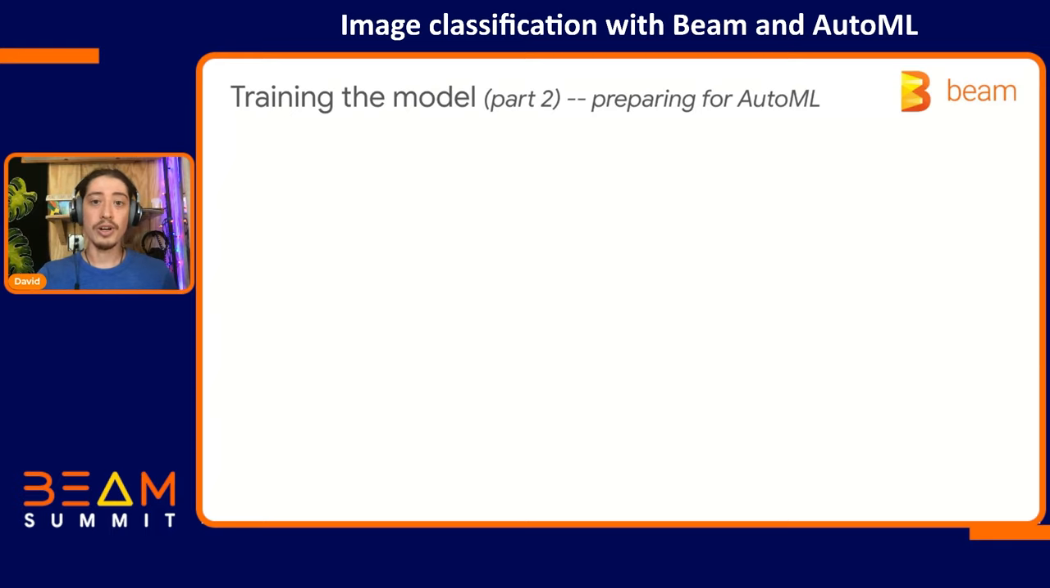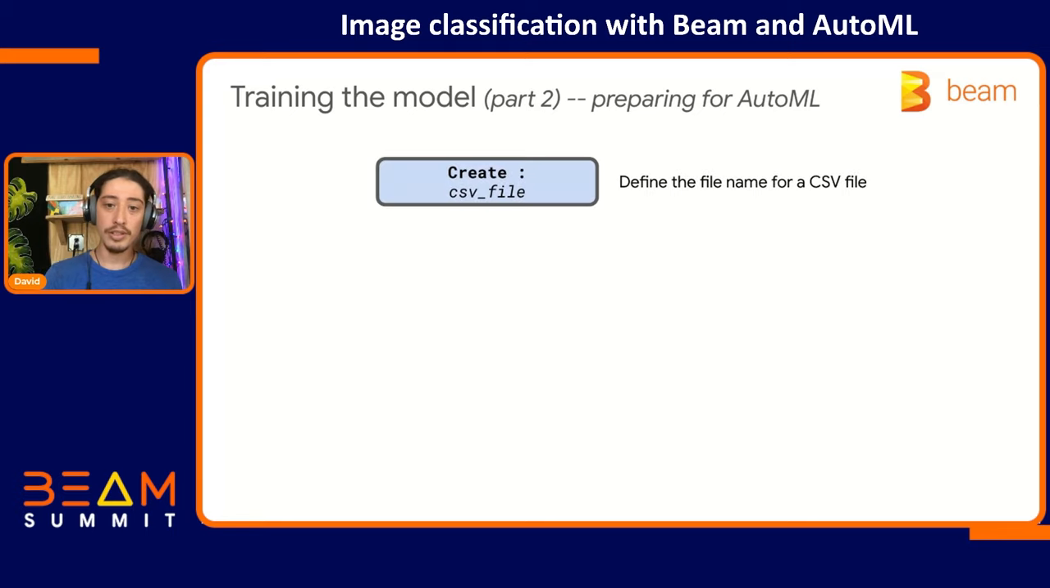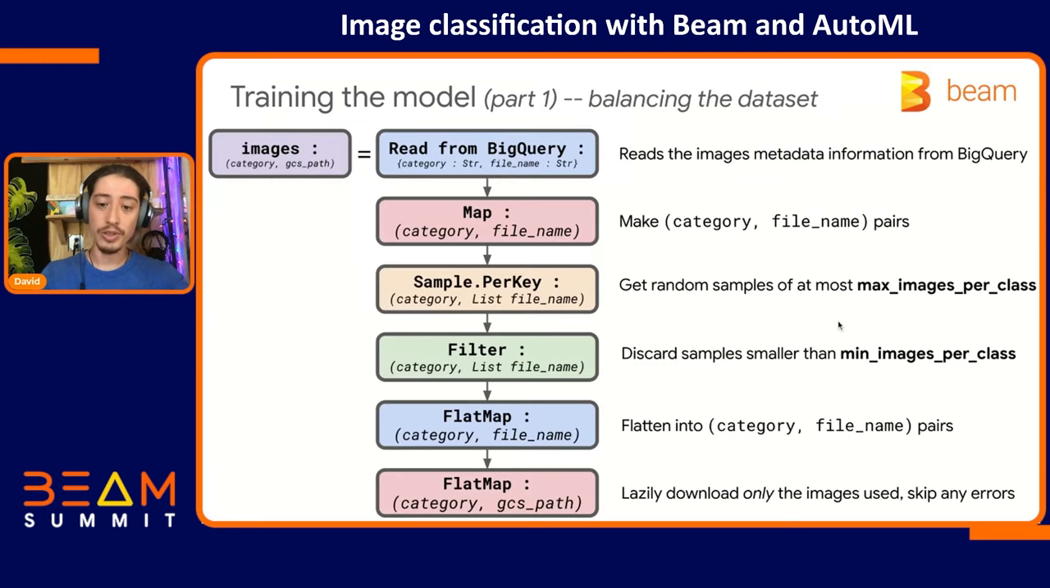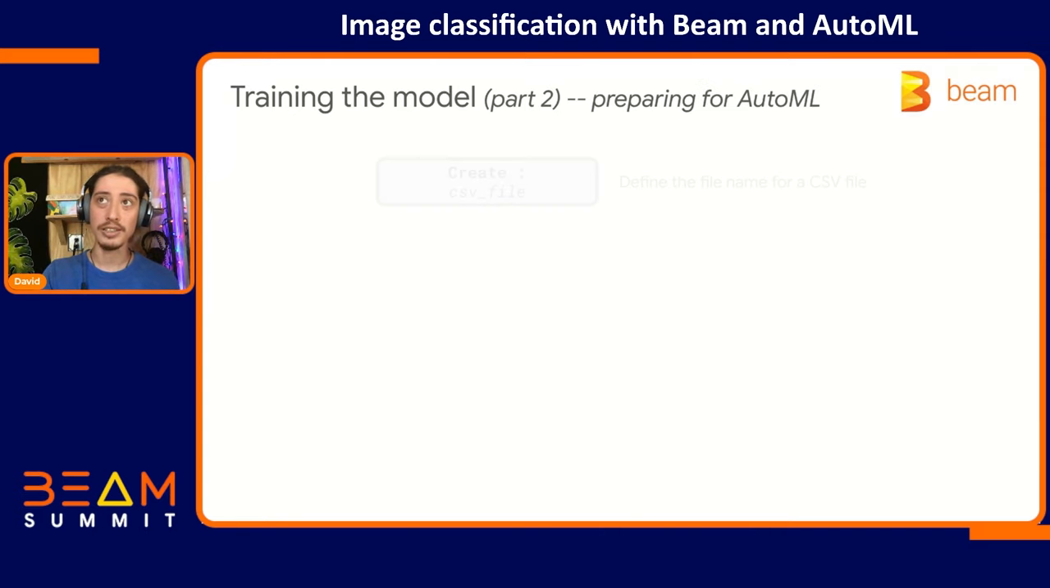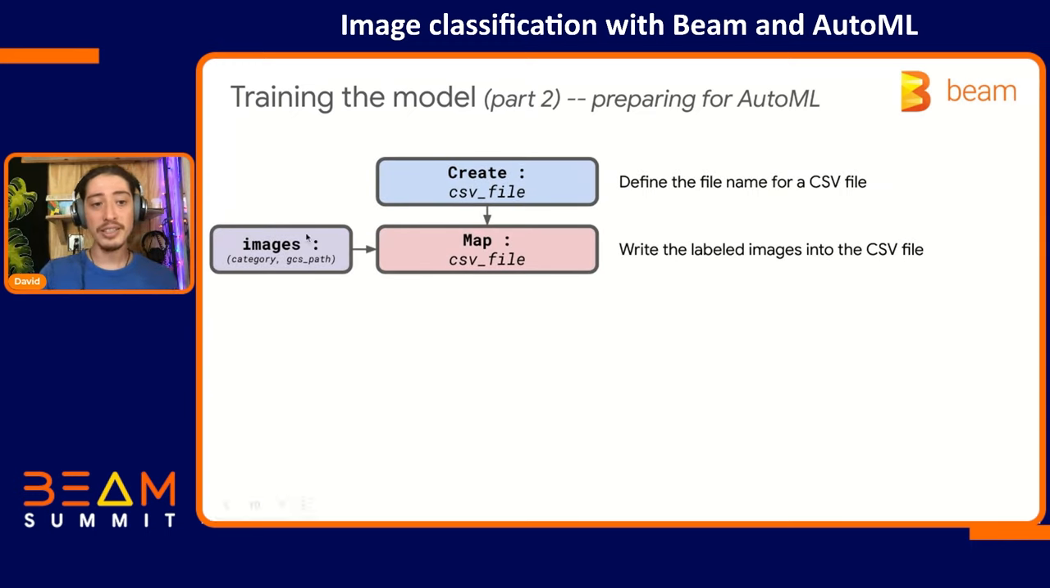So now we need to prepare data for AutoML. And AutoML expects the data in a very specific way. So the first thing is that it expects the data to live in a CSV file. And that CSV file contains the name of the file as well as a category. But those files have to live in cloud storage. So in the previous one, when we're downloading the images, we're actually downloading them to cloud storage and then saving the cloud storage path where it's saved. So these are pairs of category and cloud storage path. That's exactly what we want to save in the CSV file. So then we pass the P collection of images as a side input into a map transform. And that map transform basically just iterates over the P collection and then writes everything into a file.